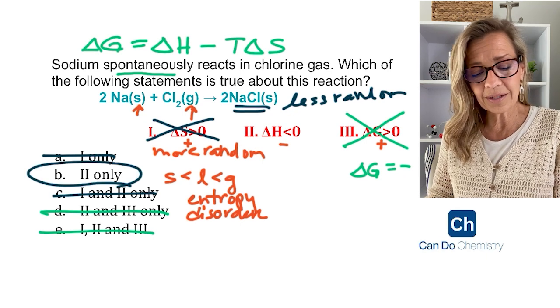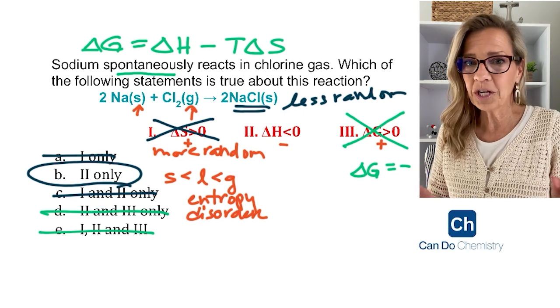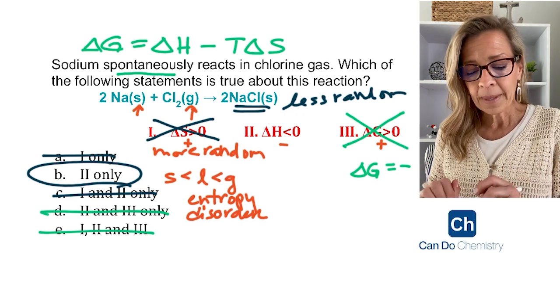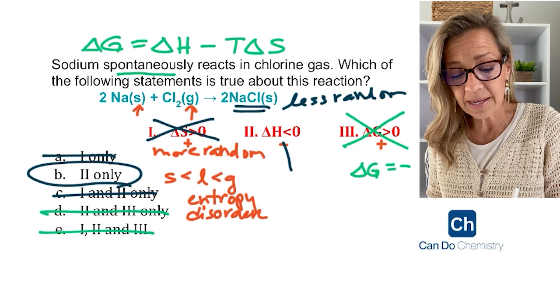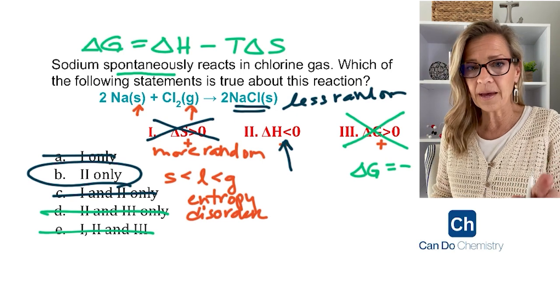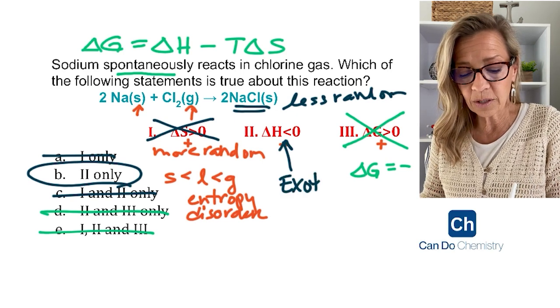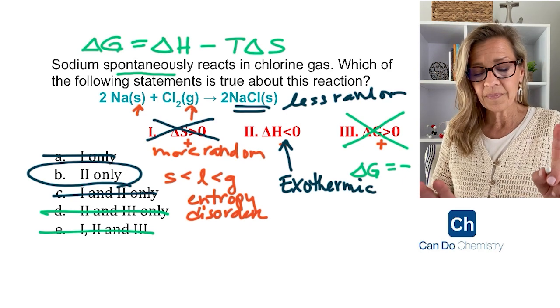Okay, now I'm going to go ahead and circle B, but let's just check and make sure this makes sense. So what is a negative delta H? Do you remember what that means? That means an exothermic reaction. Okay, now does that make sense?